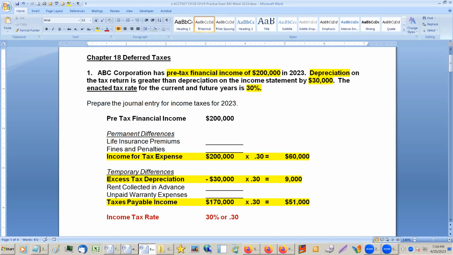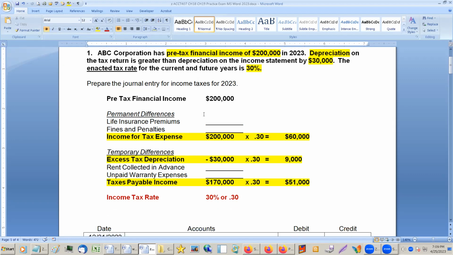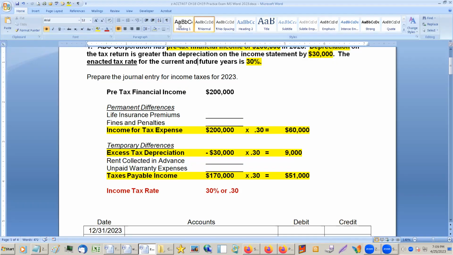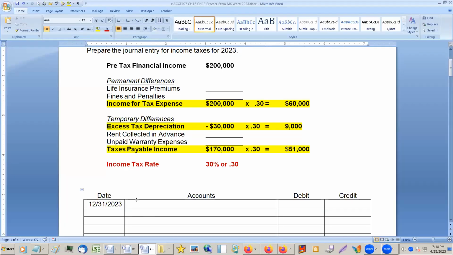But oftentimes you don't know those things until going into the future. And by the way, if they do change the rate in the future, when they change the rate, that's when you alter whatever the deferred tax asset or deferred tax liability is. That's when you make the change, when they actually change the enacted rate. If it's not enacted, you don't change it. Okay.